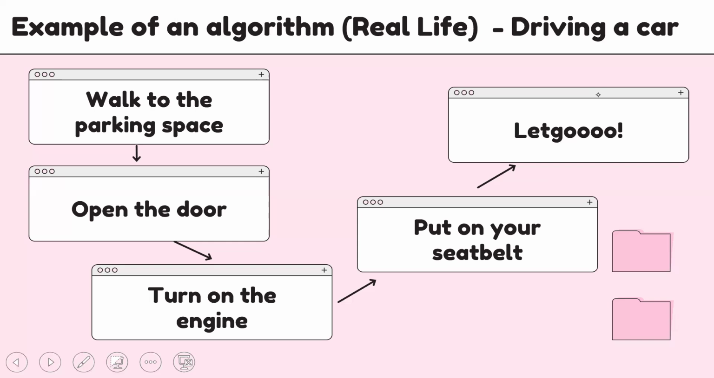Walk to the parking space, open the door, turn on the engine, put on your seatbelt, and let's go. So this is very common for us, right? Driving a car. But what if you are going to send all this information to a particular robot and ask it to do certain things? If the door is locked, then what should the robot do?